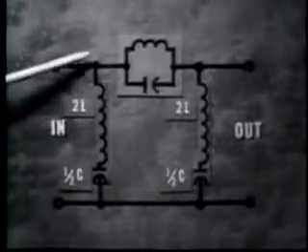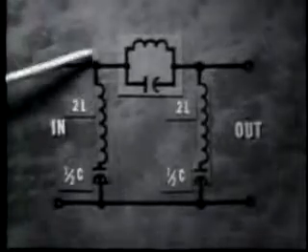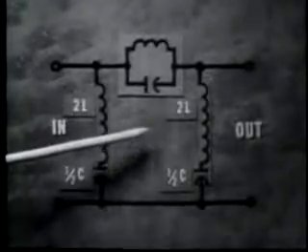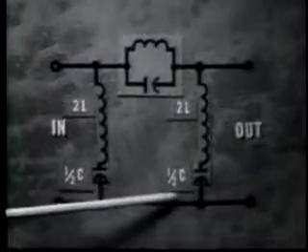The pi section band reject filter has 2 shunt legs. Each leg has a series tank with twice the total shunt inductance in each tank and half the total shunt capacitance in each tank. Again, this is done to maintain total shunt inductance and capacitance at the required value.